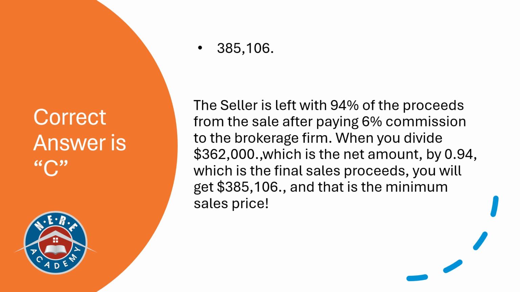So here, our best answer is $385,106, which was C. How did we come up with that? Well, the seller is left with 94% of the proceeds if he's going to give that brokerage firm 6%. When you divide $362,000, which is the net amount, by 0.94, which represents the 94%, which is the final sale proceeds, you will get $385,106, and that is the minimum sales price that the seller needs to reach his goal.